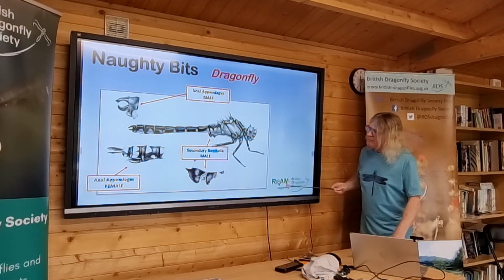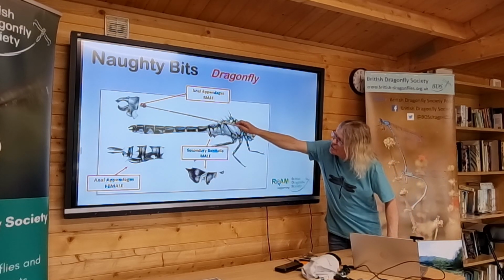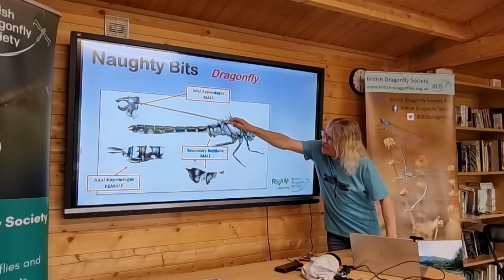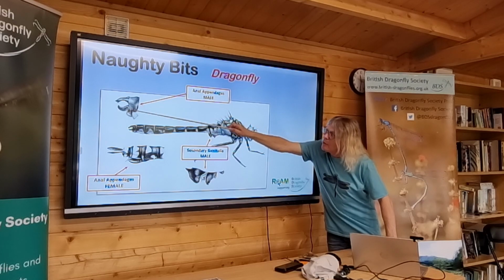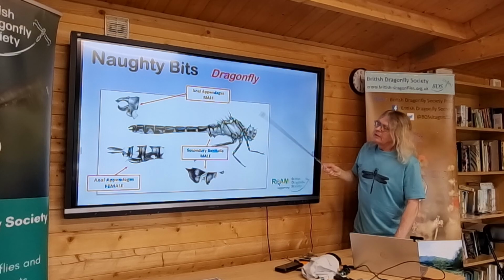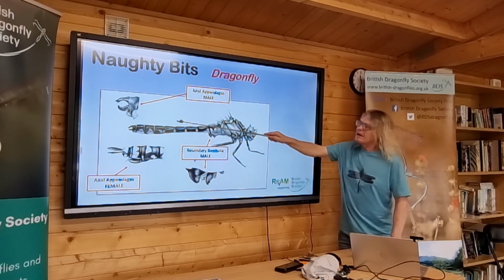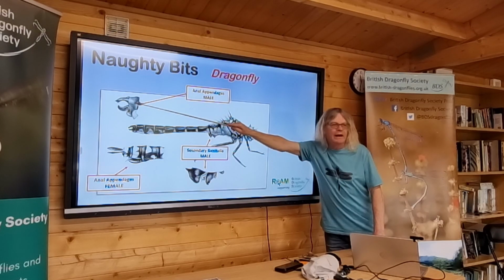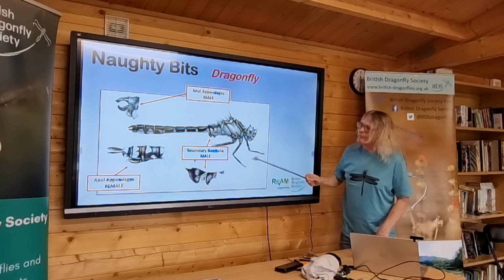And then you can see there are the anal appendages again. I mentioned the top ones are called cerci. There's 2 of them, and there's one lower one called an epiproct, which is the one that goes between the eyes. This is the difference between dragonflies and damselflies: damselflies have 4 anal appendages, whereas dragonflies only have 3.